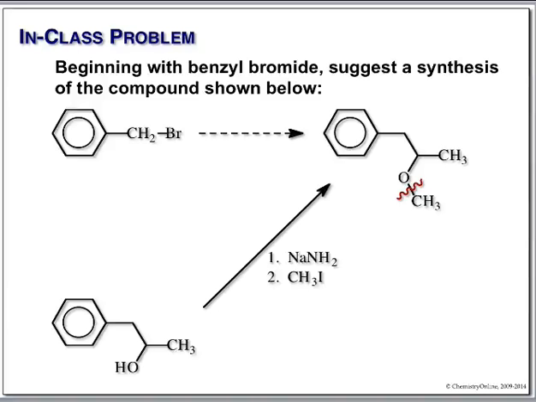Now, you could have split on the other side, couldn't you? Used methoxide and have a leaving group here. That's why synthesis is so much fun, because you get to make choices.